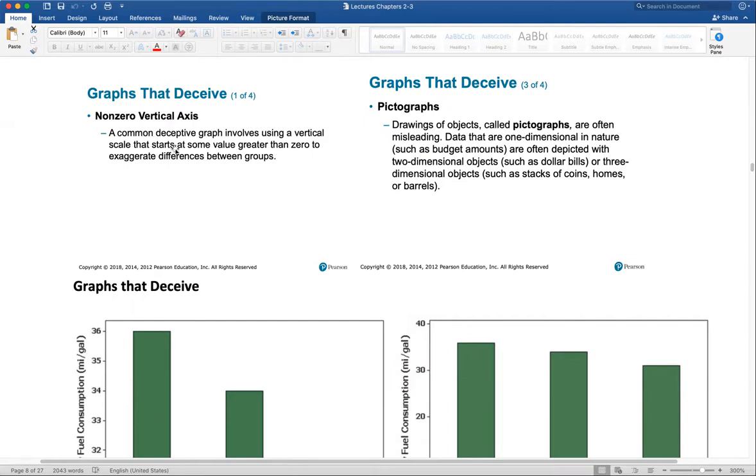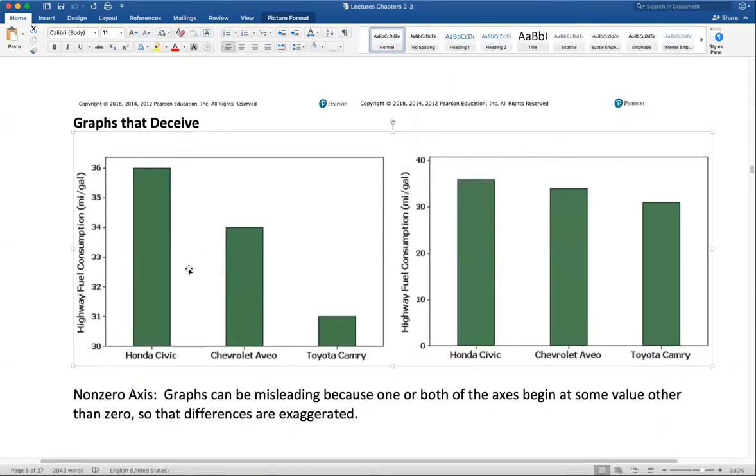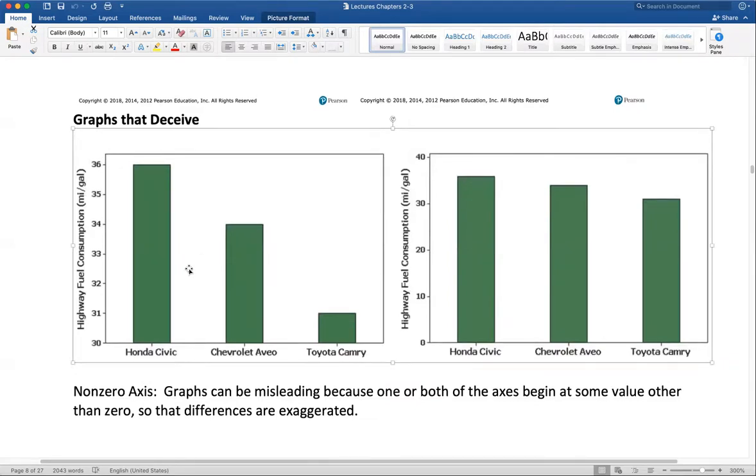So one of them is a non-zero vertical axis. A common deceptive graph involves using a vertical scale that starts at some value greater than zero to exaggerate differences between groups. We see an example right here. In that graph, showing the fuel efficiency for three cars, comparing the Honda Civic, the Chevy Aveo and the Toyota Camry. Then look at the vertical line. The vertical line represents the highway fuel consumption. It doesn't start from zero.